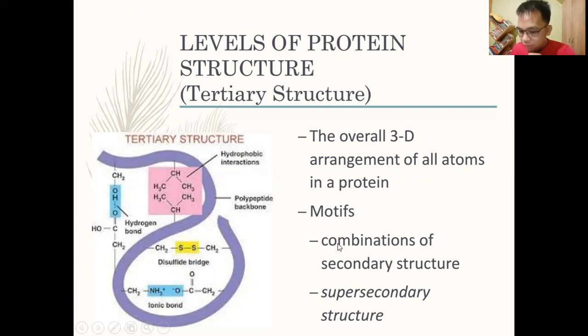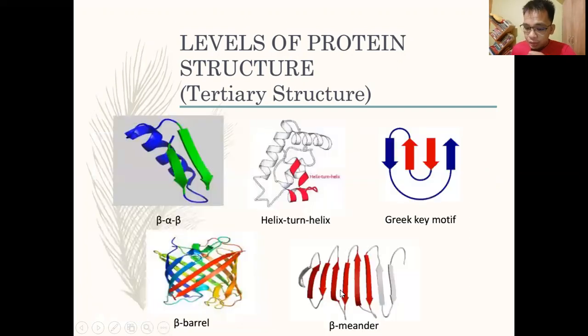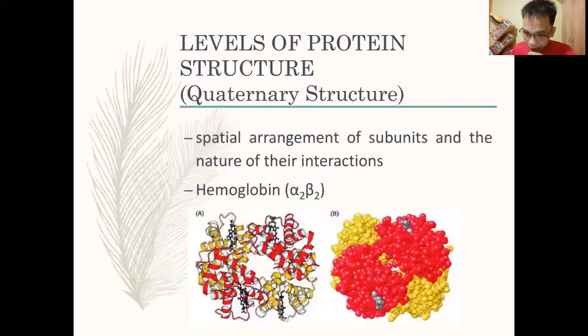So it has some motifs because it is the combination of secondary structure and super secondary structure. So ito yung mga structures ng proteins natin, and makikita niyo yan sa mga Protein Data Bank natin. Okay? So ayan, the quaternary structure is the structure of the mga pinagsamang tertiary structure. We have the hemoglobin, pinagsamang dalawang alpha and dalawang beta. So ayan, primary, secondary, tertiary, and quaternary structure of proteins natin.